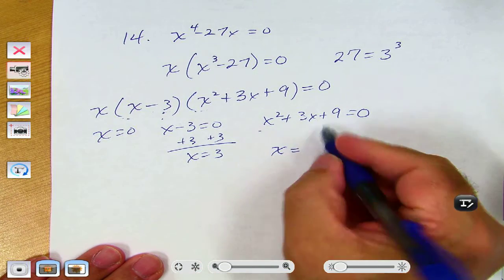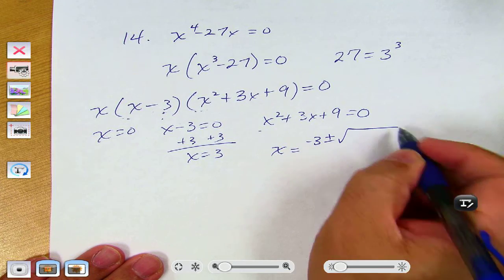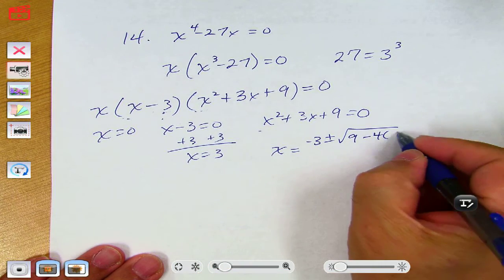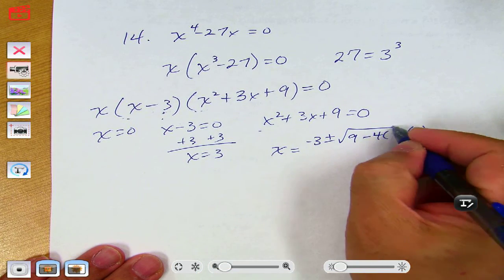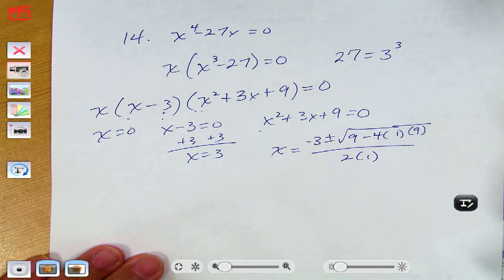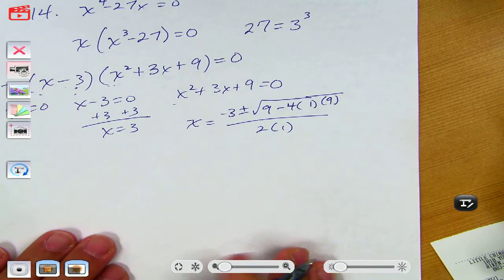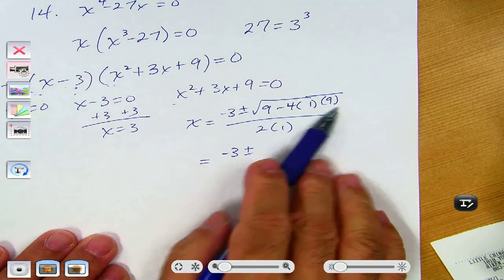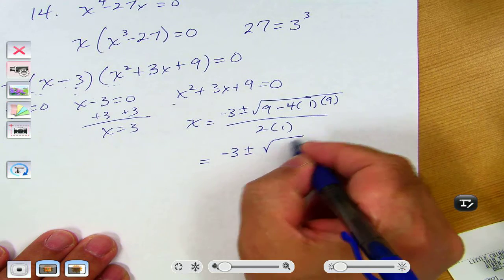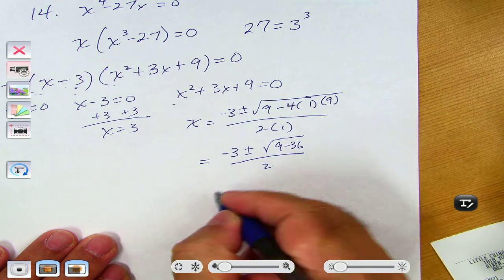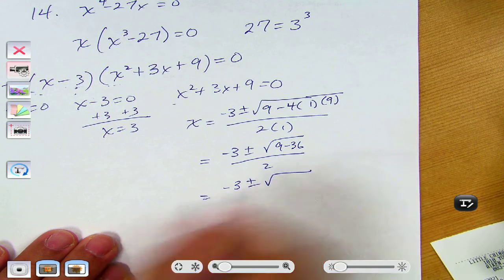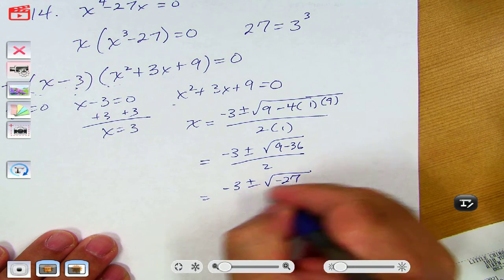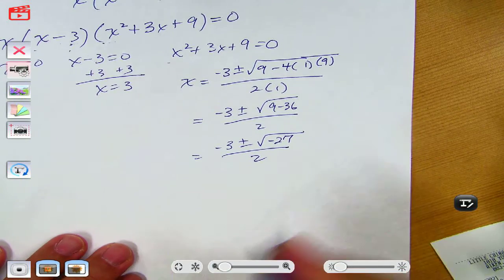It's the opposite of b, so it's negative 3 plus or minus the square root of b squared, so that's 9, minus 4 times a, which is 1, times c, which is 9, all over 2 times a. a is 1. Continuing. So, not doing anything with that 3. Work this out. That's 9 minus 36 over 2. Negative 36. 9 minus 36 is what? Negative 27 over 2. And then negative 27.